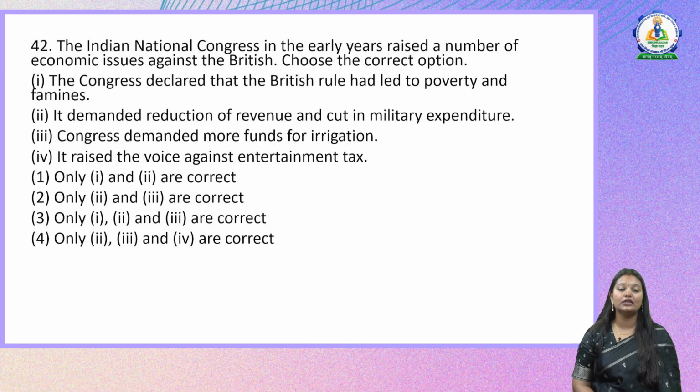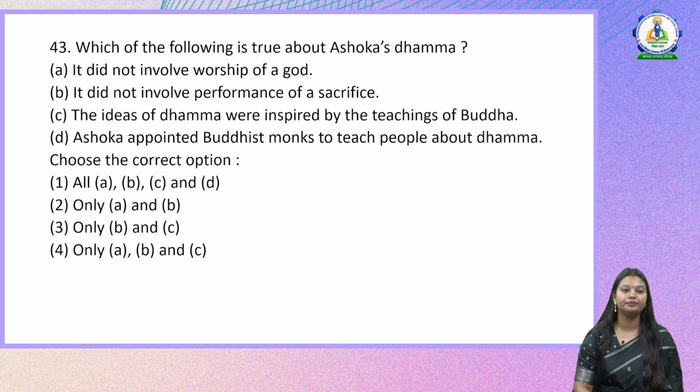So this is a question which is talking about what were some of the economic issues that the Indian National Congress spoke about against the Britishers. If you look at all the options given here, the correct answer is 1, 2 and 3. Clearly it did not raise voice against entertainment tax. So the first, second and third statements are true. These were some of the issues that the Indian National Congress raised. Moving on to the next question.